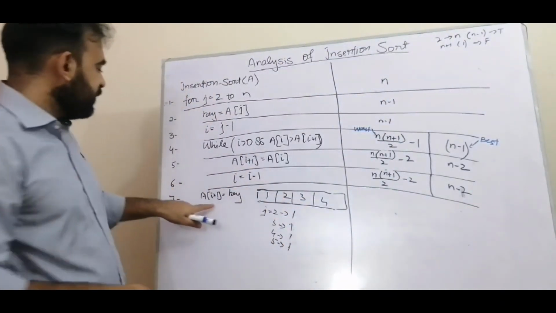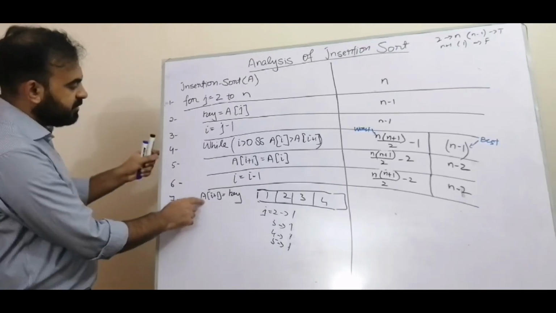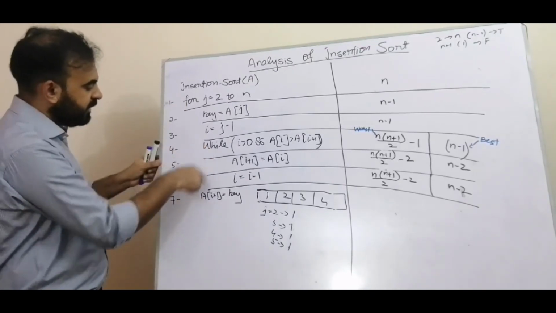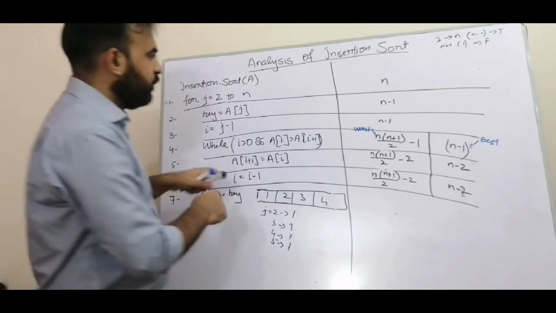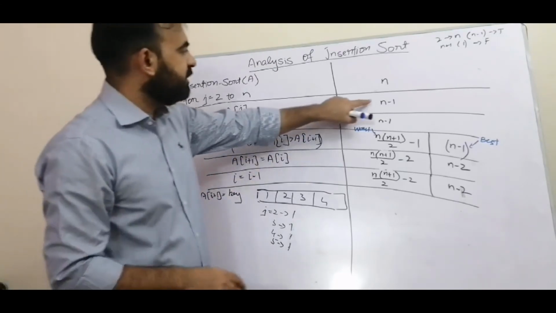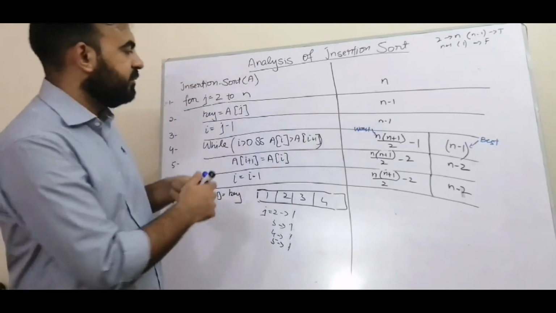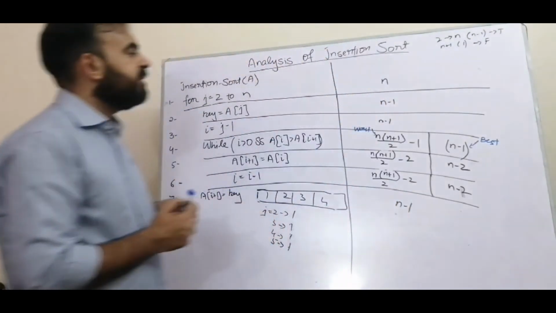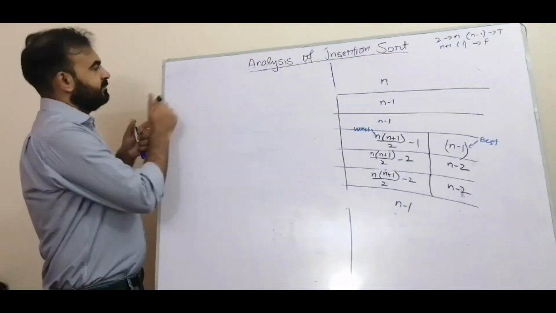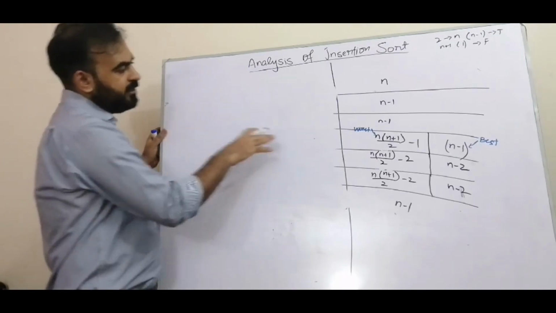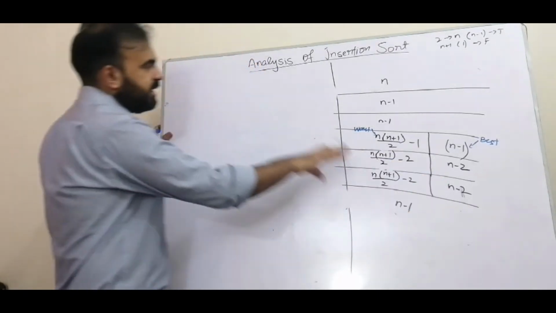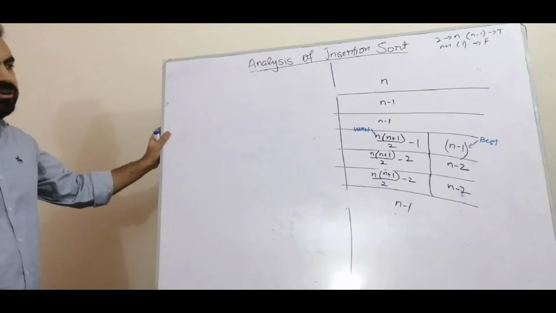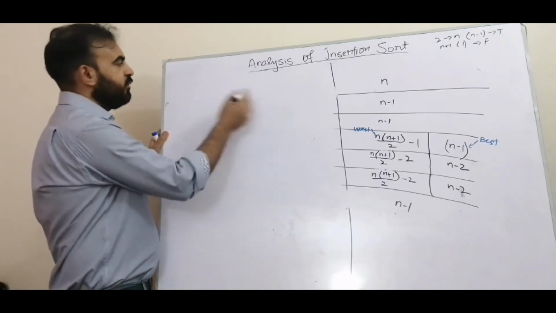And what about the last instruction? This instruction is inside the for loop, but it is outside the while loop. So it will have the same status as instruction number 2 and 3, that is, it will also be executed n minus 1 times. Okay, first do it for the best case, then for the worst case, and then we will do it for the average case. So let's count them.